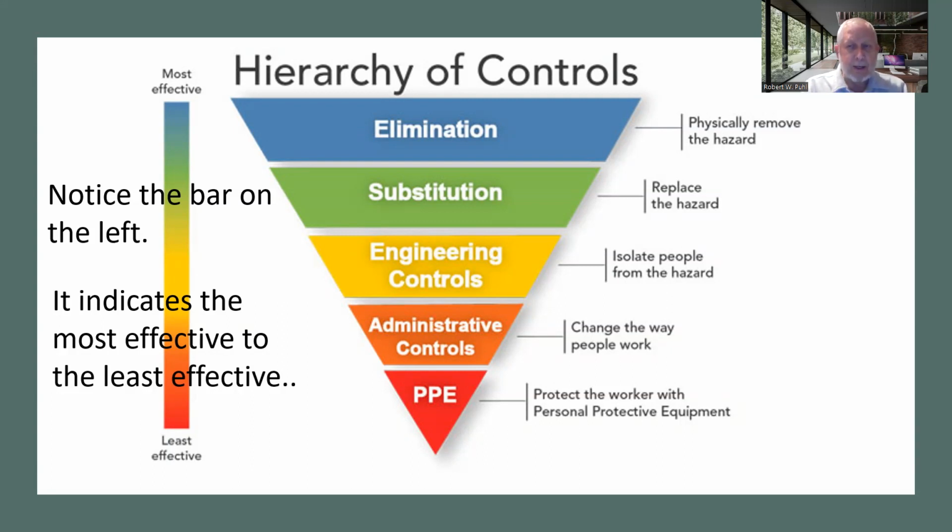So if you can use an engineering control, like just slap a guard on it, so people can't get hurt on it. You can still remove a guard. I mean, let's face it, that can happen, and it does. But a guard is way better than an administrative control. Again, most effective to least effective.